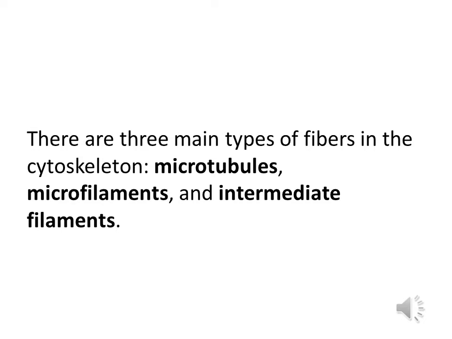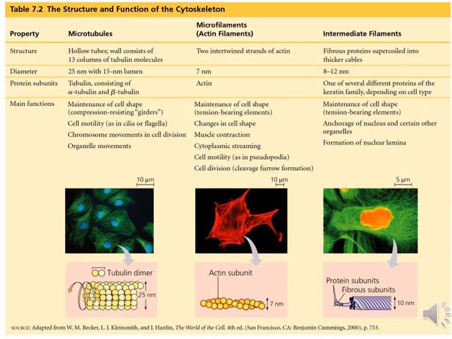There are 3 main components of the cytoskeleton, which include microtubules, microfilaments, and intermediate filaments. Coming to the components of the cytoskeleton, first the microtubules. They are hollow tubes formed by the protein called tubulin. Tubulin can be alpha tubulin and beta tubulin, where the diameter is about 25 nanometer with a 50 nanometer lumen inside. Their main functions are maintenance of cell shape, cell motility, chromosome movement during cell division, organelle movement, etc.